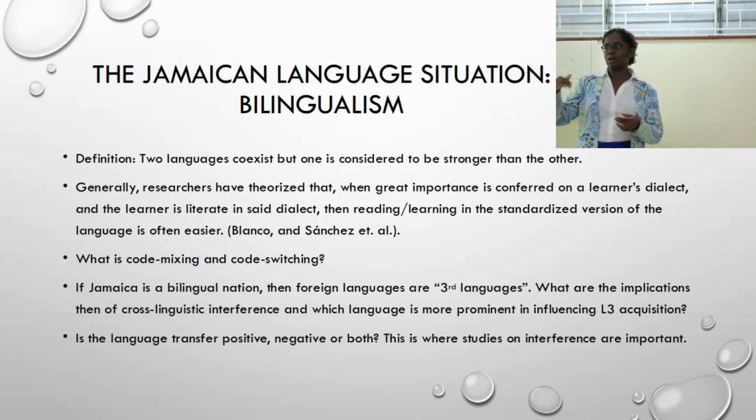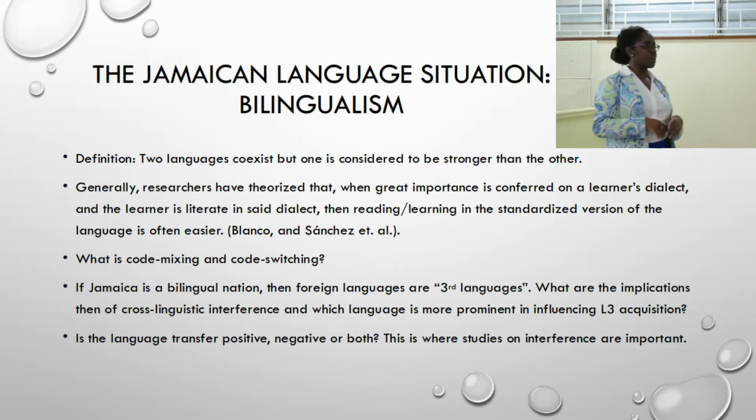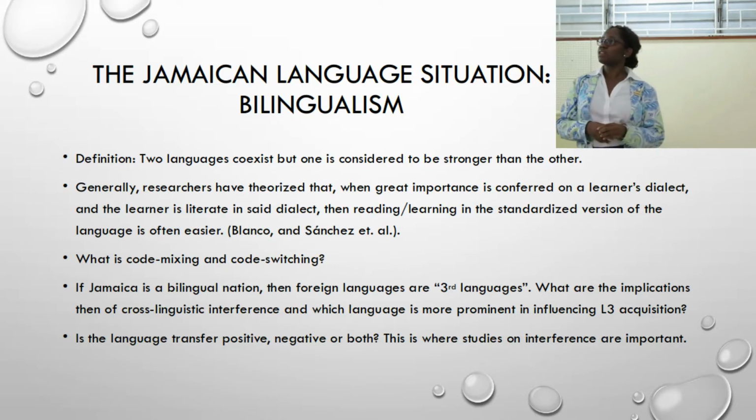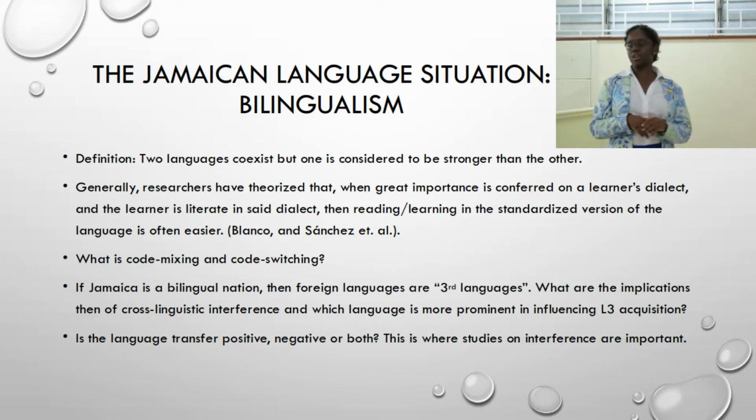We cannot talk about bilingualism without talking about code mixing and code switching, which is basically going from one language variety to the next, mid-sentence, mid-thought, mid-idea. So if Jamaica is a bilingual nation, then the thought is that foreign languages are not second languages, because bilingual means we already have two. So foreign languages are now third languages.